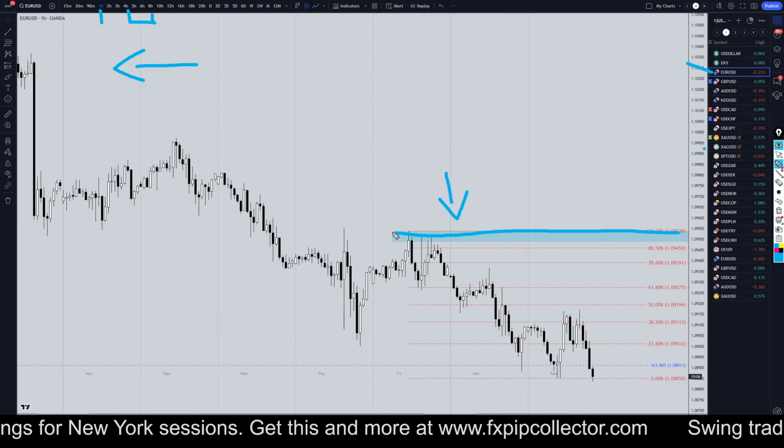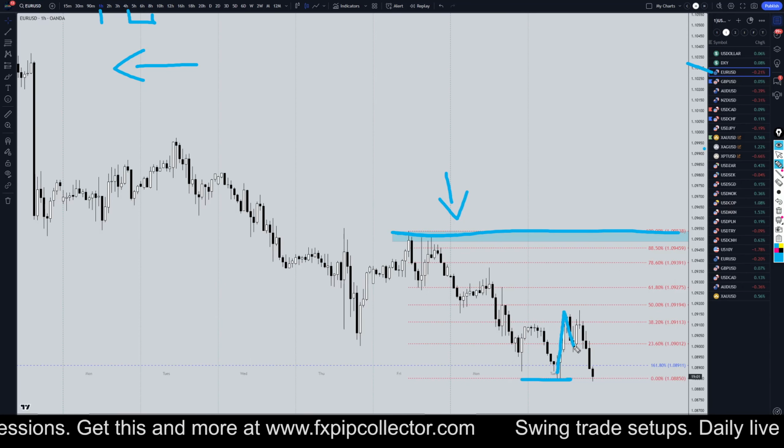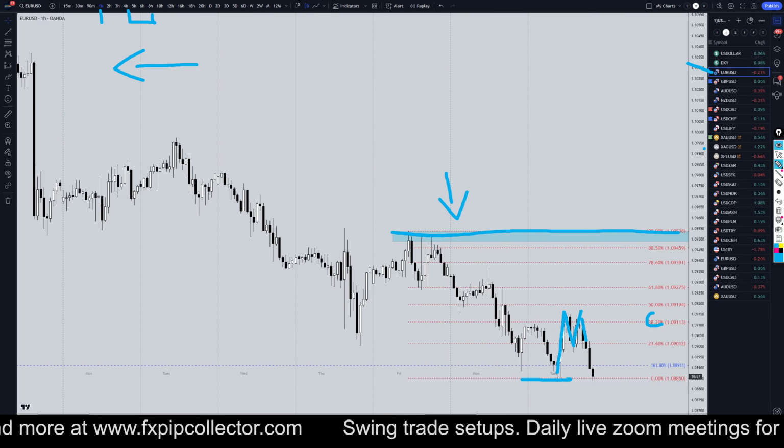Then what happened? Well, if you put your Fibonacci retracement on this move down right here, price made one, two, three waves up, respected a Fibonacci level, made an engulfing move to the downside.